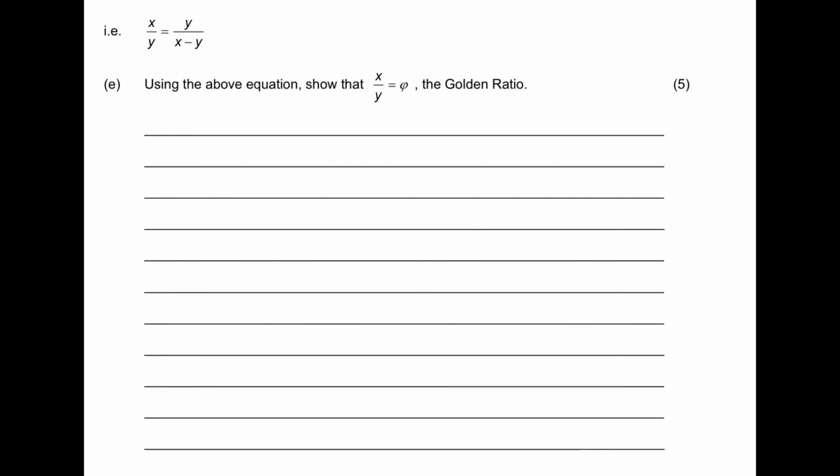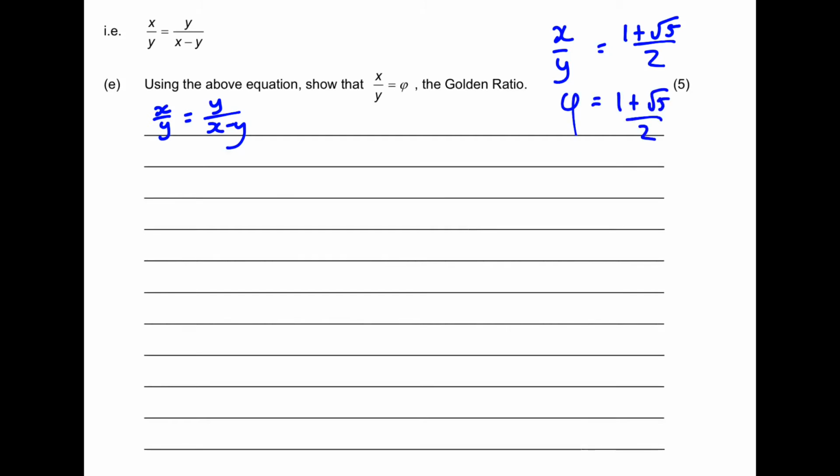All right, so we're going to start with the given equation: x over y equals y over x minus y. Now, you may be wondering how to even start that. The idea is we have to get the right-hand side of our equation to look like this: x over y equals 1 plus root 5 over 2. Because we know that in a previous question, they told us that phi was equal to 1 plus root 5 over 2. That's what we worked out. So that's our aim. At the moment, we don't have any 1 plus root 5. We don't have any values except for variables.